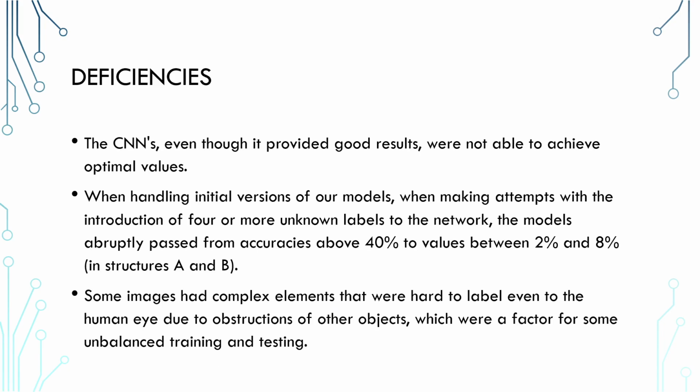One of the problems we encountered was in our CNNs: even though they provided good results, we were not able to achieve optimal values. A second problem was found when we attempted to introduce 4 or more unknown labels to our network. Here the models went from 40% accuracy to values between 2 and 8%. We also discovered that some images had complex elements that were hard to label even to the human eye due to the obstruction of other objects. This could also be a vector in the unbalanced training and testing.